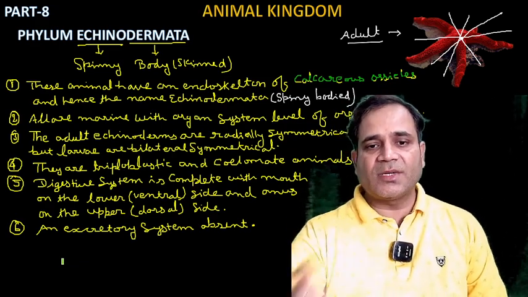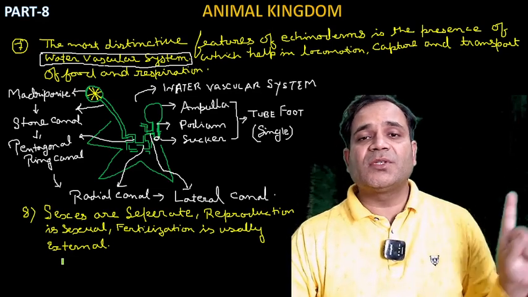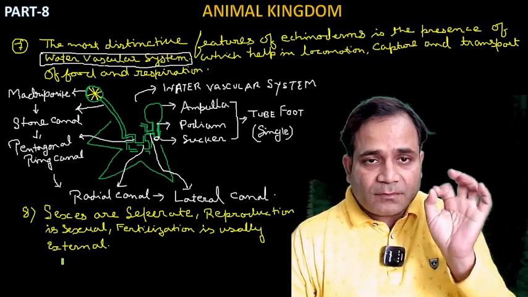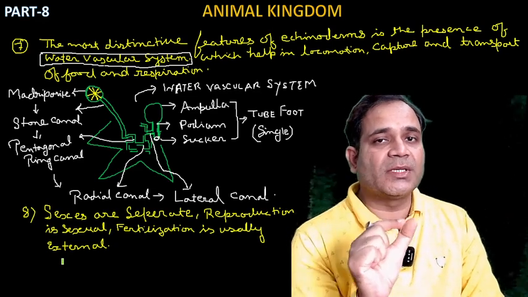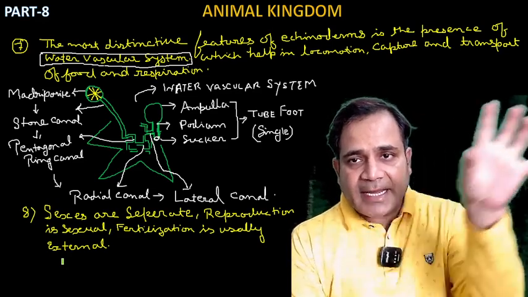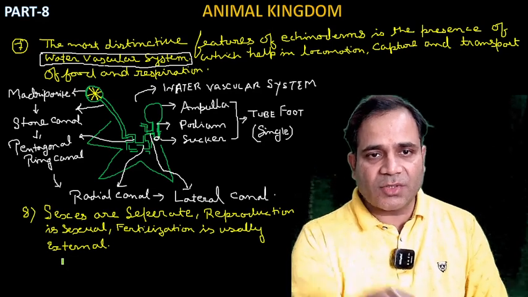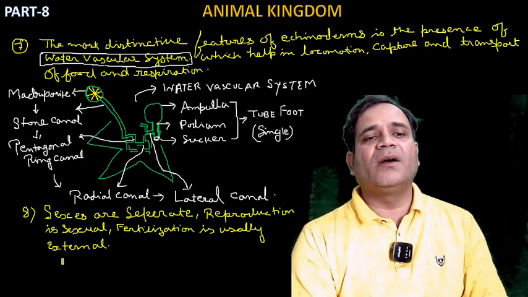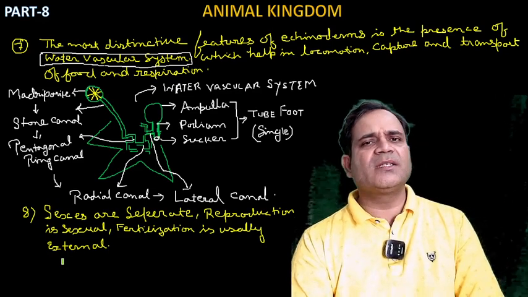And the excretory system is absent. The most distinctive feature present in phylum Echinodermata is the water vascular system. This water vascular system is responsible for locomotion, capturing of food, transport of food, and respiration. This is the diagram of the water vascular system structure.